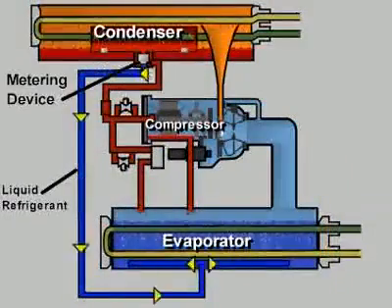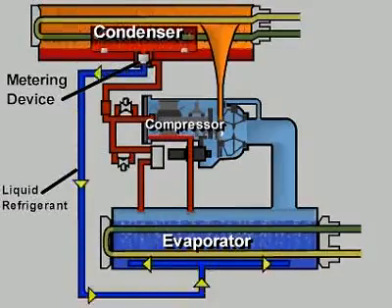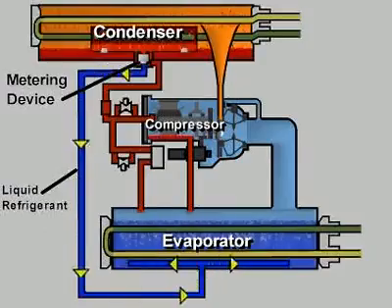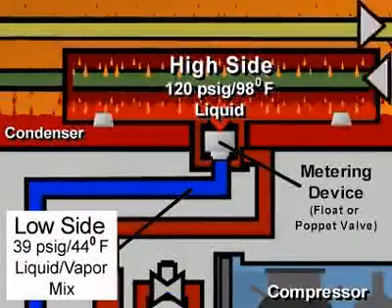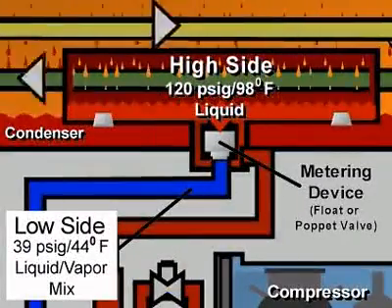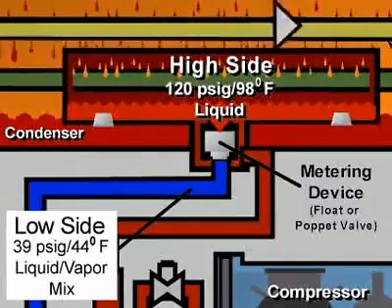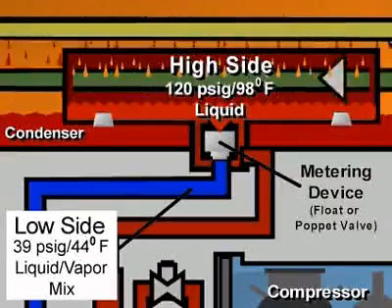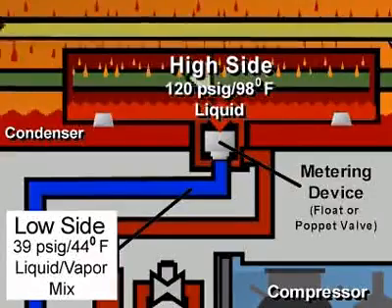The cycle is completed as the subcooled liquid refrigerant flows through the metering device and returns to the evaporator. The metering device in the centrifugal refrigeration cycle may be either a float valve or a poppet valve. Here, the float valve controls the flow of liquid refrigerant between the condenser pressure of 120 psig and the evaporator pressure of 39 pounds. The float maintains a refrigerant level in the float chamber, which provides a positive liquid seal and prevents condenser vapor from blowing directly into the evaporator.